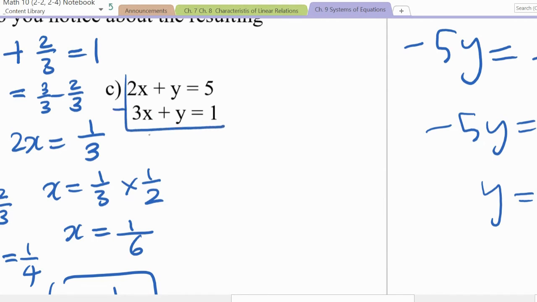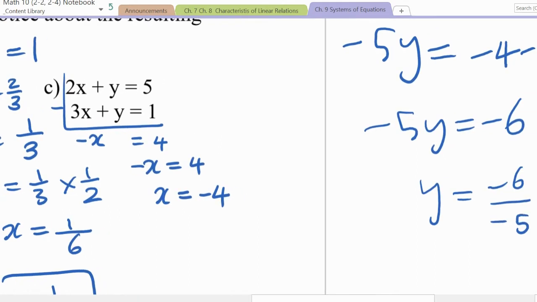2x minus 3y... 2x minus x is x, I mean the x terms give negative x. Y minus y is gone. 5 minus 1 is 4. So negative x is 4. Then x should be negative 4. If negative x is 4, then x should be negative 4. Is that right? So we know x.